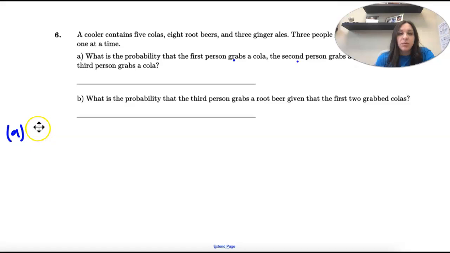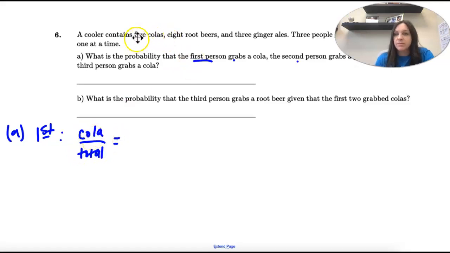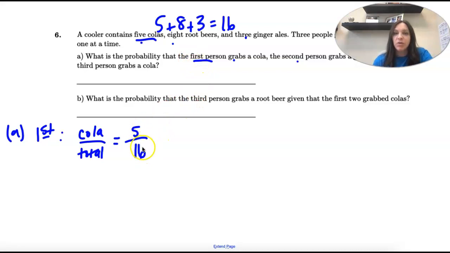We want the probability for the first person. So our first probability, they're going to grab a cola out of the total. Okay, so how many colas are there? 5. And how many drinks are in the cooler? 5 plus 8 plus 3 is 16. Okay, so the first person goes to the cooler. There's a 5 in 16 chance they're going to grab a cola.